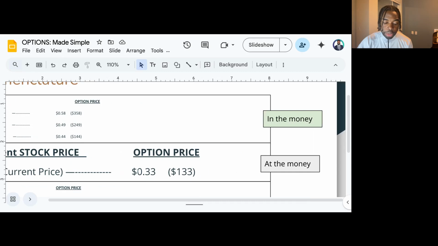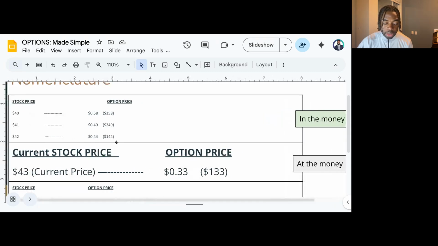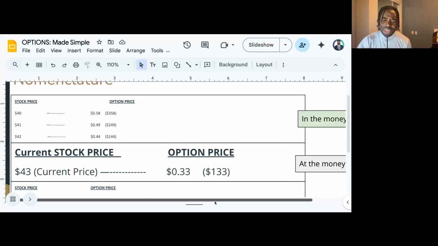This option contract is at the money. Now these option contracts up here are in the money. What is in the money? In the money, all it means is it's just a price that we passed already.